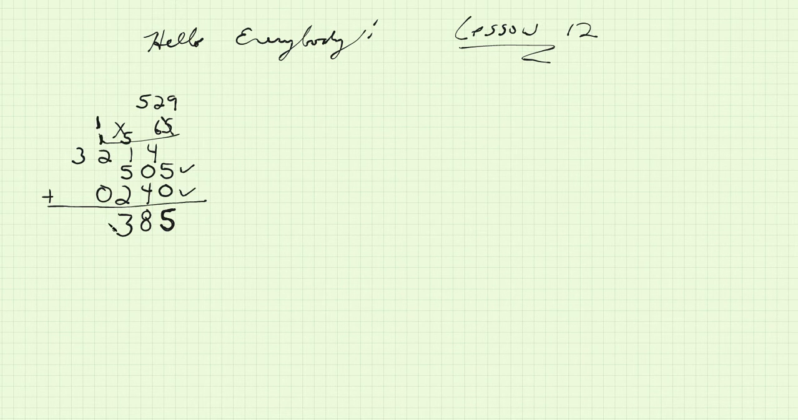2, 3, 4, and 0 is 4, and then 3 makes 3. So that's going to give me a final complete full product of 34,385. Now, when you start multiplying 3 digits by 2 digits, the numbers get pretty big pretty fast, don't they? That's to be expected. Okay?